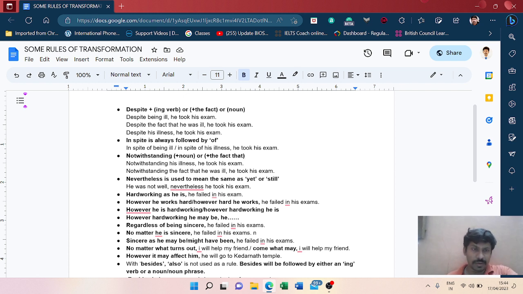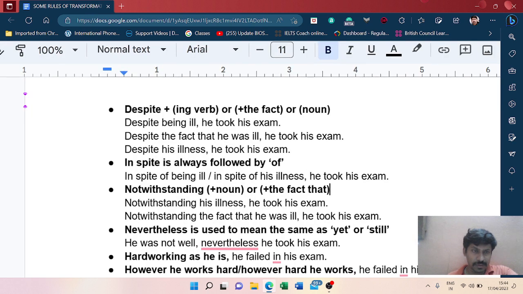So the first thing that you can see here is despite plus ing verb or the fact or noun. See how to use despite. Generally, the wrong thing that you do, especially during your exams, is you treat despite exactly alike with in spite. Whereas in spite is followed by of, as you can see written there. Despite is followed by ing verb or the fact or noun. See the first example. Despite being ill, he took his exam. So despite being means ing verb.